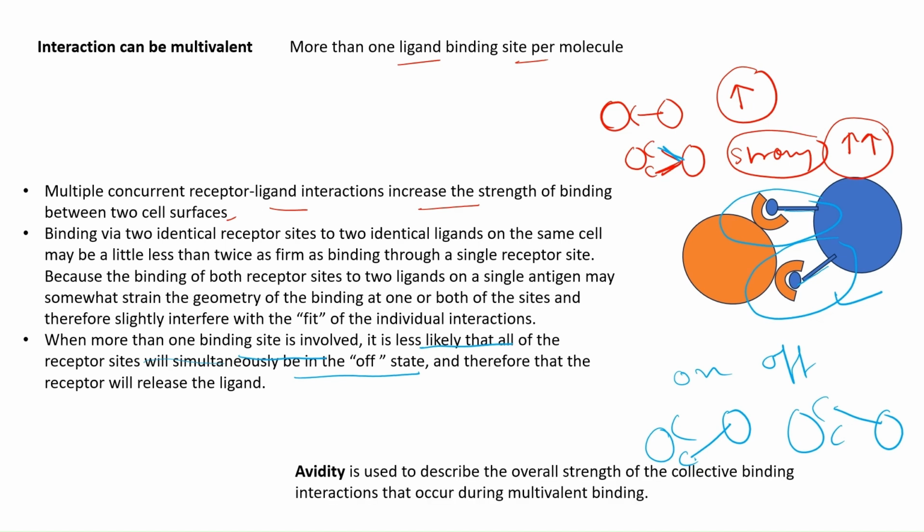Now for multivalent binding, we use a term called avidity. Avidity is used to describe the overall strength of the collective binding interactions that occur during multivalent binding.